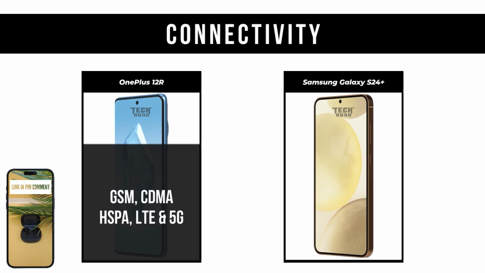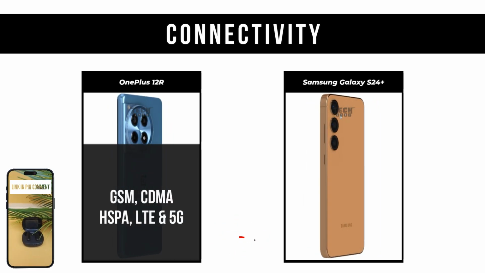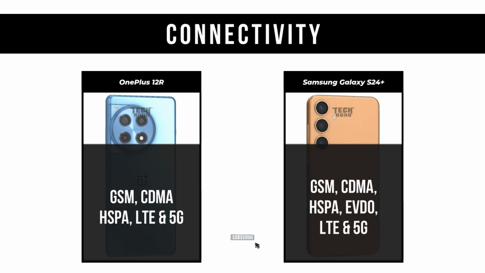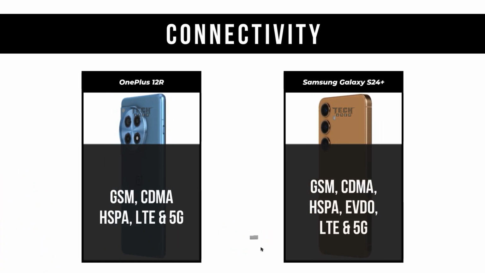Connectivity. OnePlus 12R is GSM, CDMA, HSP, LTE, and 5G. Samsung Galaxy S24 Plus is GSM, CDMA, HSP, EVDO, LTE, and 5G.